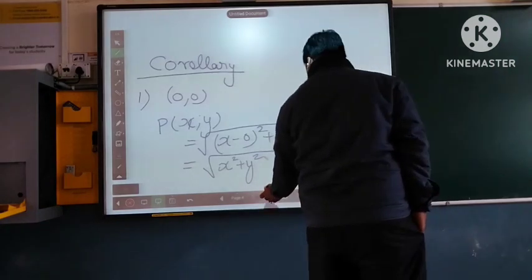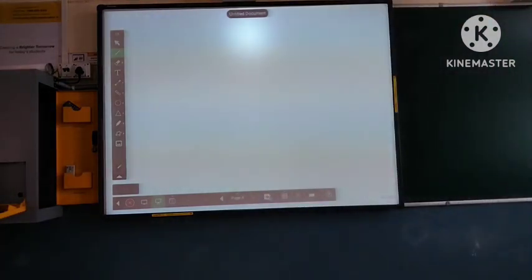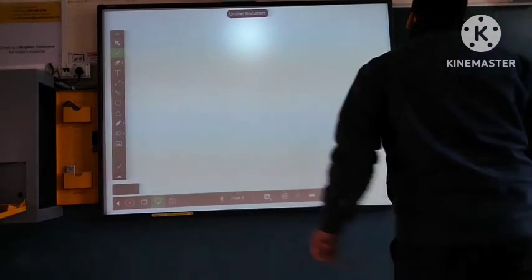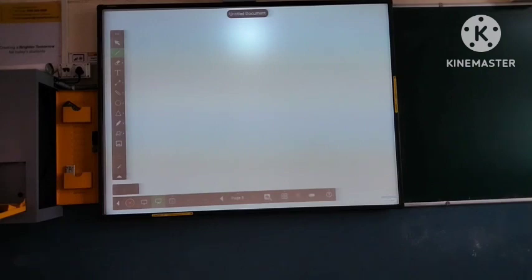So this is the normal thing. You can always find the distance of a point from the origin, that will be under root of x square plus y square.